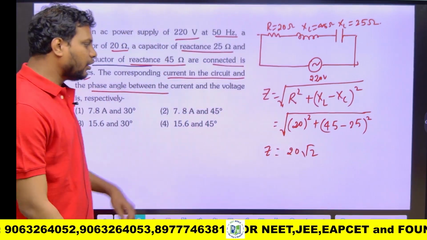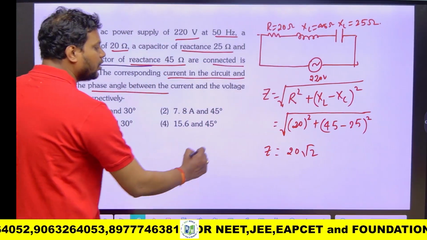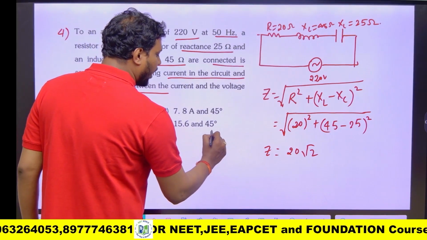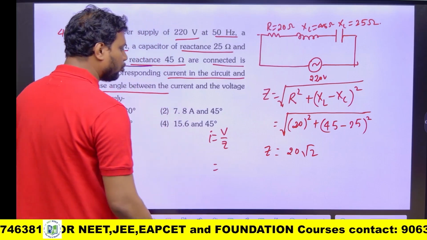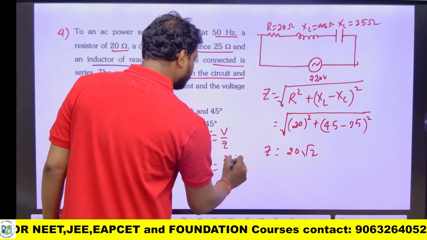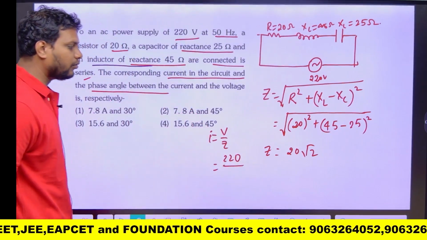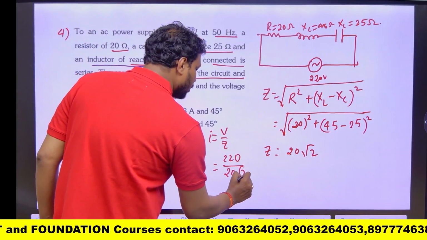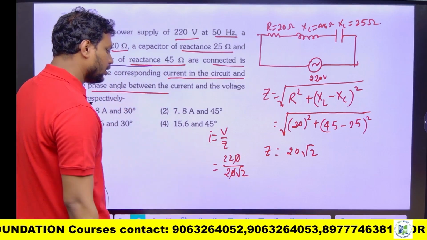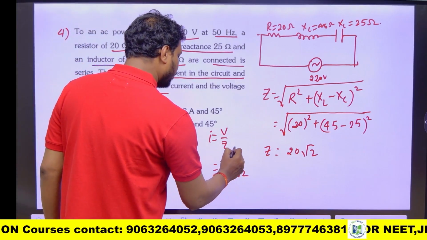And how to find out the current? We have the formula V is equal to IZ, or I is equal to V by Z. And the value of the current: potential is 220 volts, and the Z value is equal to 20 root 2. Now you can cancel 0 and 0, and this is approximately 11 times.